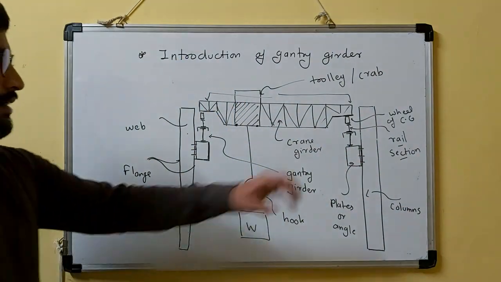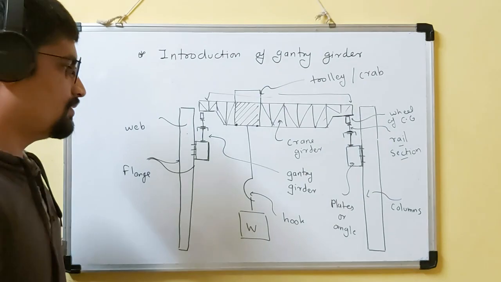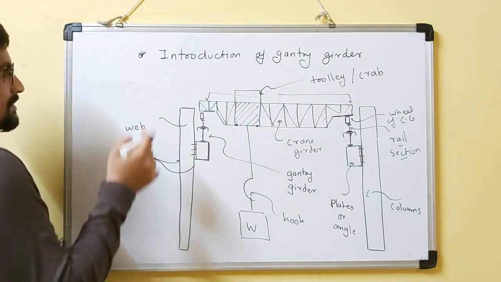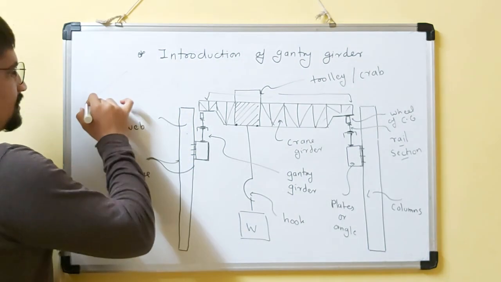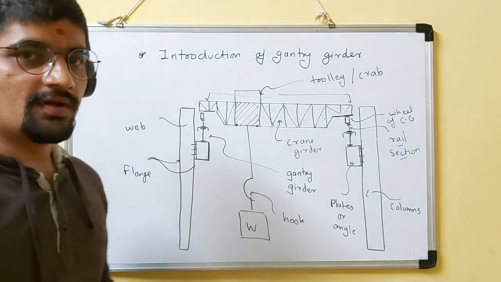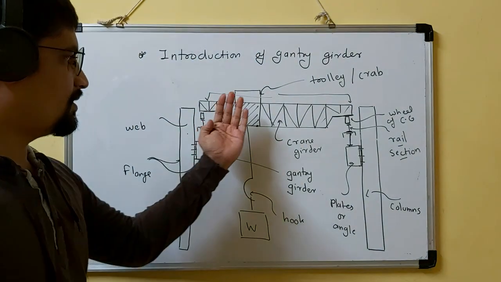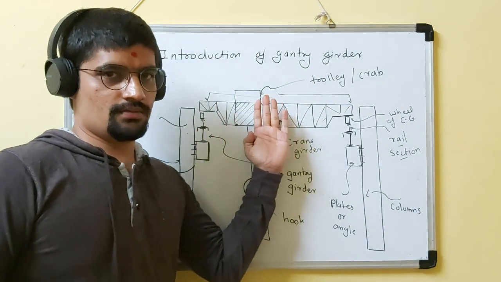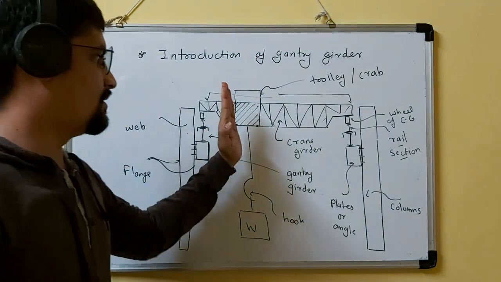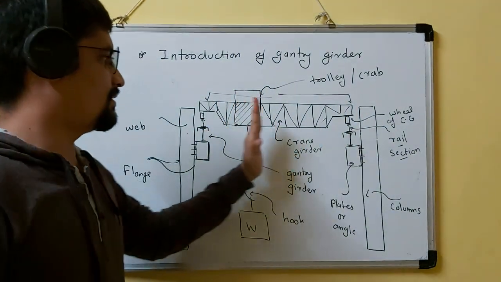So the crane moves in the longitudinal direction. This is one 3D figure. I will explain the 3D figure later. So the crane moves longitudinally, like this and like this, and the trolley moves like this, like this.